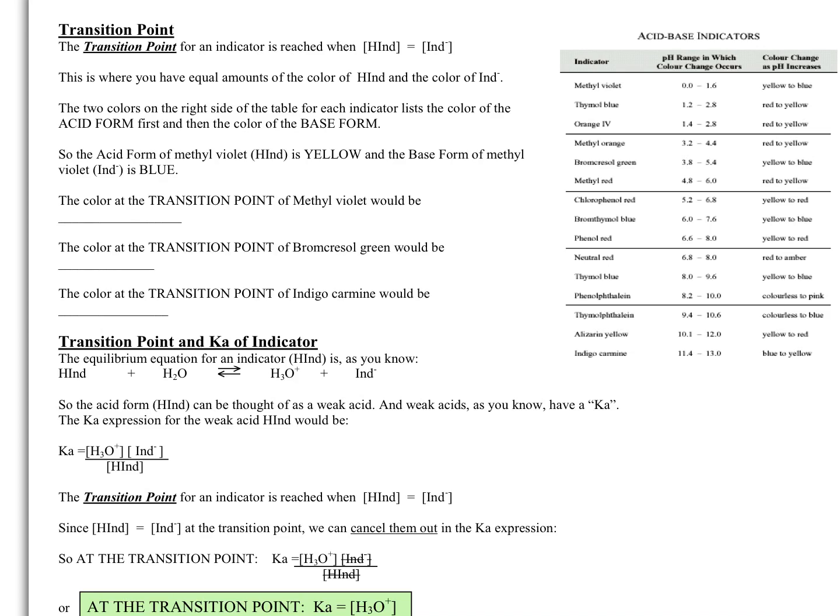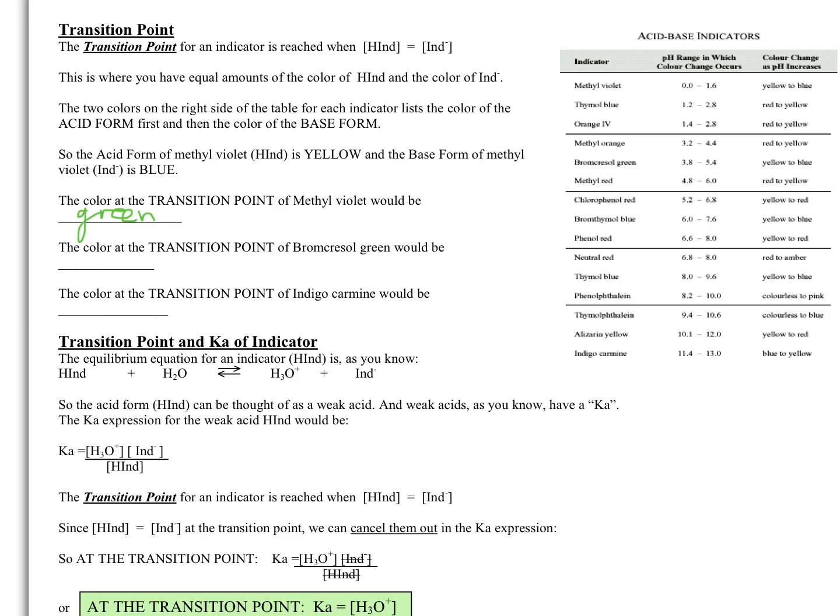What color would we see at the transition point? Well, we'd see the color in between yellow and blue. So at the transition point, we would actually see green. Find the next two indicators on my list and tell me what colors you would see here.